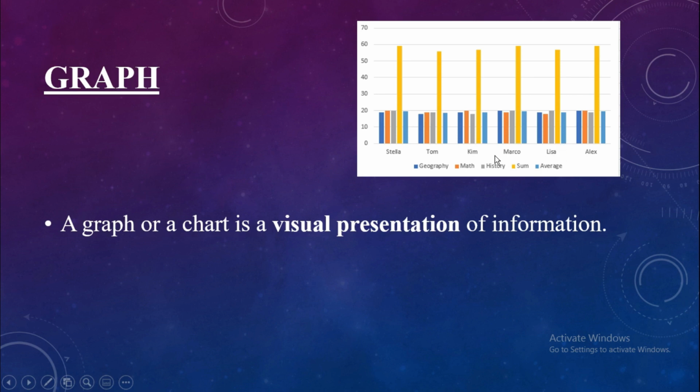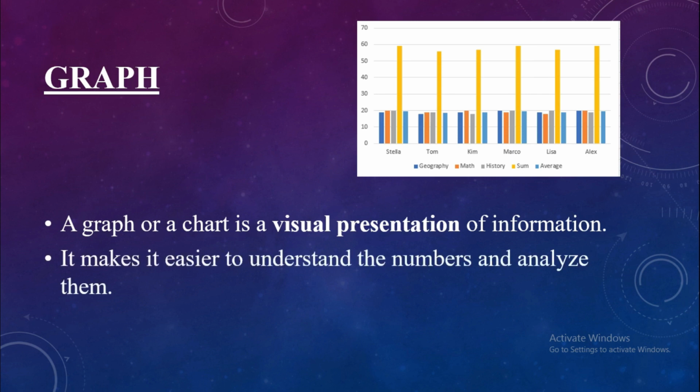So here you can see easily how much mark Stella got in geography, math, history and the sum of Stella and the average. So it is a visual representation of the information that we have written in the Microsoft Excel document. Okay. So it makes it easier to understand the numbers and analyze them. If we have a picture, it is very easy to analyze these numbers, right? It is much better if you are having a picture.